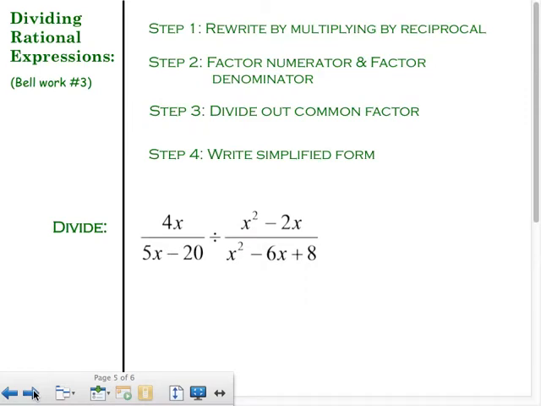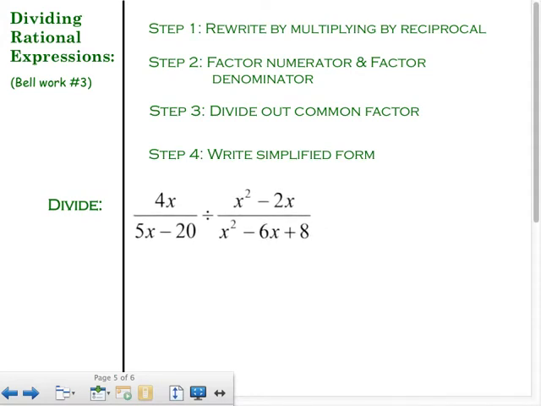Last one, dividing rational expressions. This is like number 3 on the bell work. The only difference is step 1. We're going to rewrite by multiplying by the reciprocal. After that, it's exactly like multiplying rational expressions. So after you copy down those steps, try the first example. First thing you should do before you factor is rewrite it as multiplying by the reciprocal.